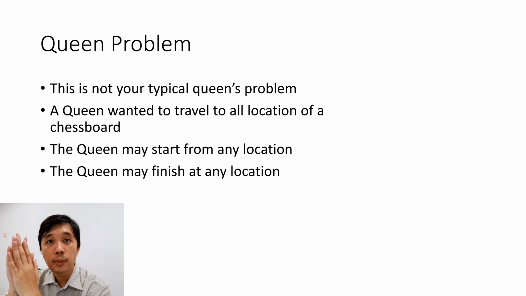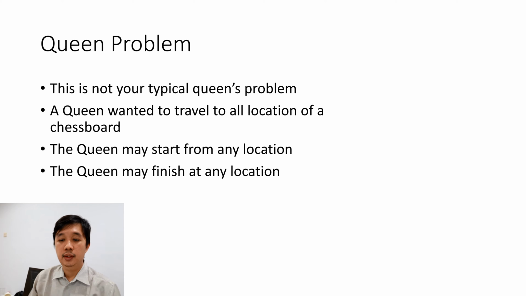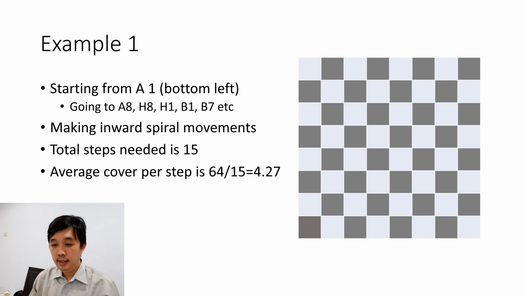In this video, I will explain how a Queen can travel to all locations on a chessboard in less than 15 steps. Okay. So, this is not your typical Queen problem. This Queen wants to travel to all areas on a chessboard, and the Queen may start from any location and may finish in any location. That's a constraint. Okay.